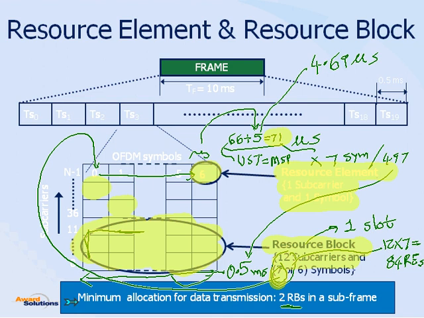One resource block in one slot, another resource block in another slot. So 2 resource blocks total in the subframe would be your minimum allocation. So the resource allocation is done in the units of these resource blocks. That is the idea. 2 resource blocks is the minimum allocation.